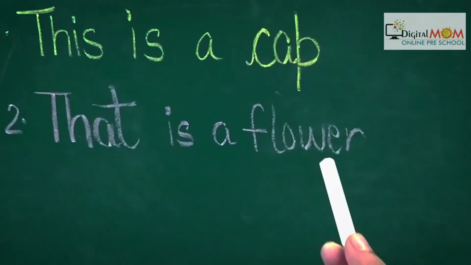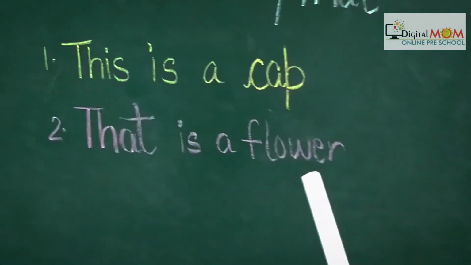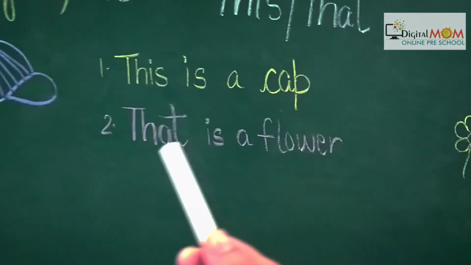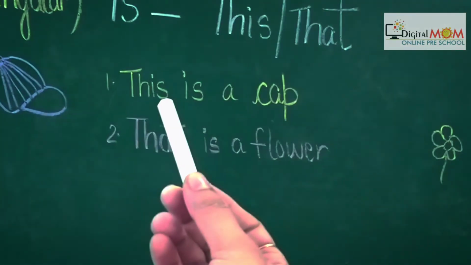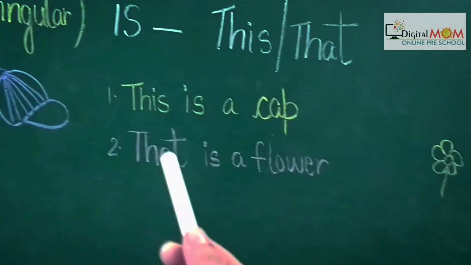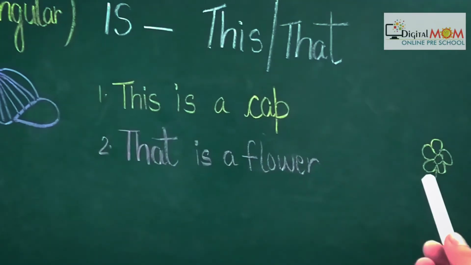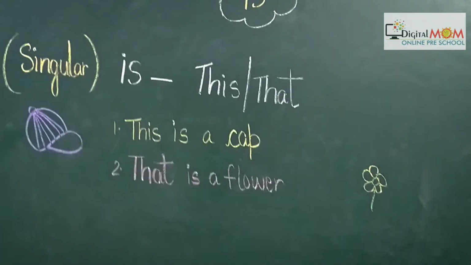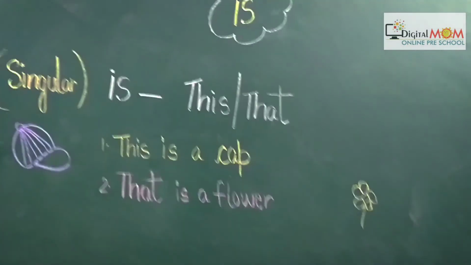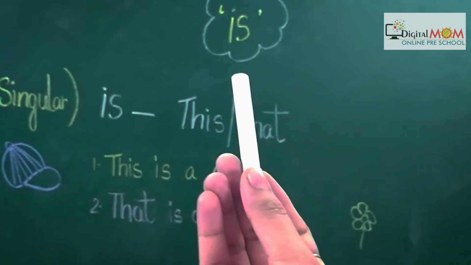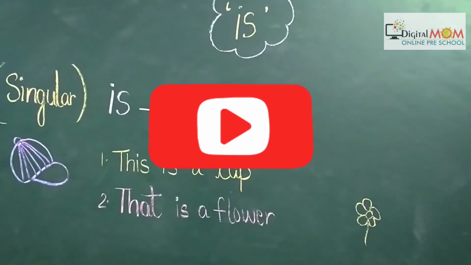That is a flower. Because that is used for something which is far from you. If you see, the cap is near and the flower is far. So this is a cap and that is a flower. So now, always remember, whenever you frame a sentence with this and that, use is with it.